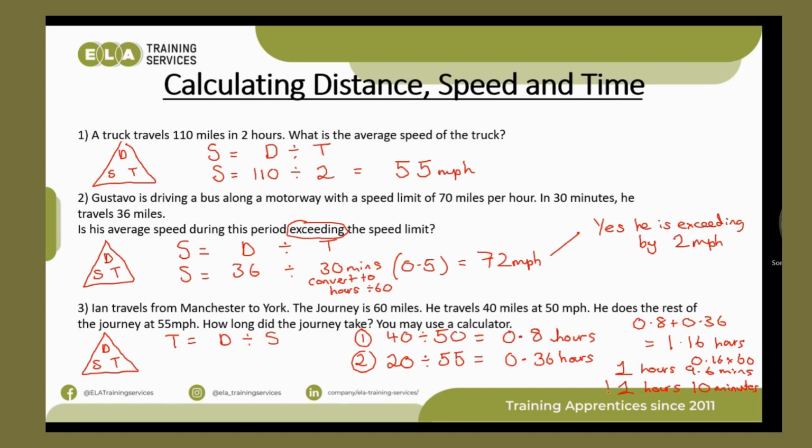Time up. We would not get the mark for 9 minutes because it's over that 9-minute threshold. Okay, so 1 hour and 10 minutes. And that is calculating distance, speed and time.